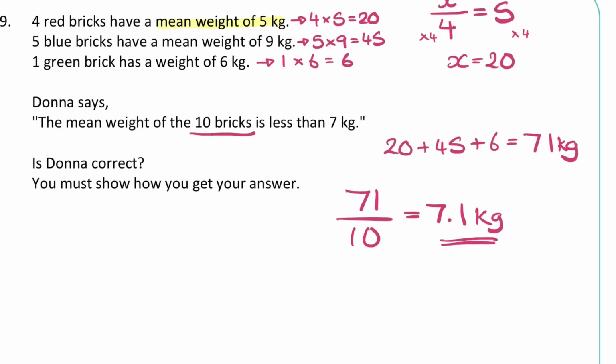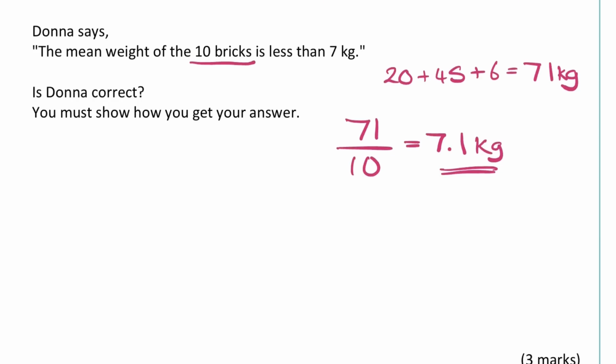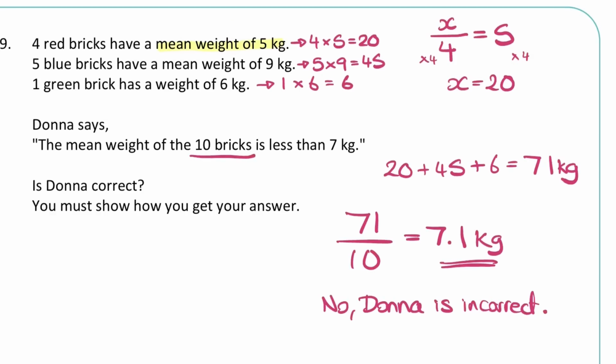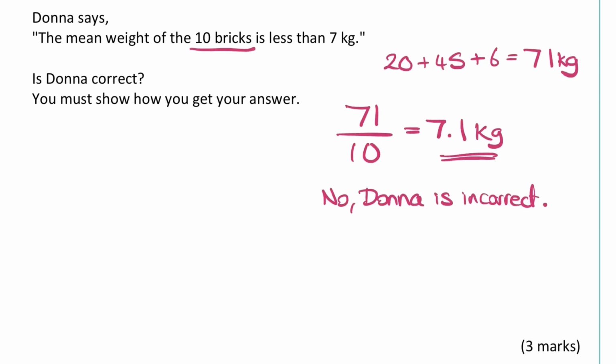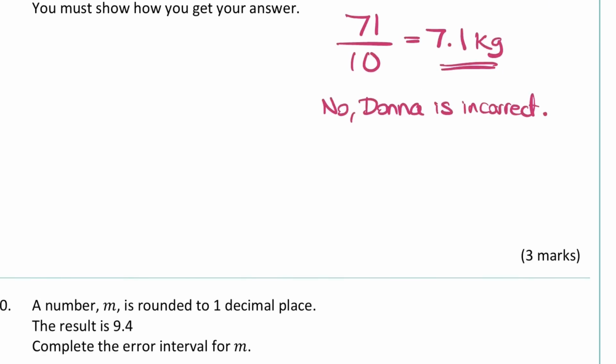So Donna says the mean weight of the 10 bricks is less than 7, but the mean weight was 7.1, which is more than 7. So is Donna correct? I would just say no. Donna is not correct, or Donna is incorrect. And there we go. And there's our final answer. And I've shown how I've got my answer. I've got the total weight of each brick. I've added them all up and divided by 10. And I've written my little conclusion.